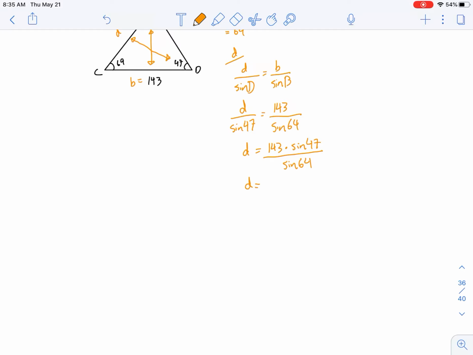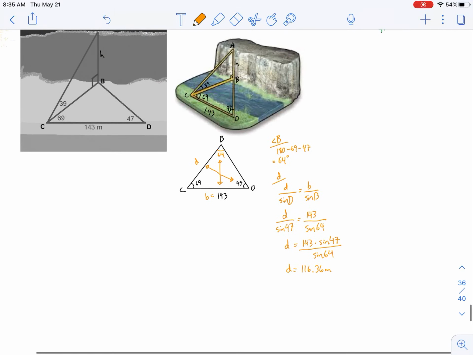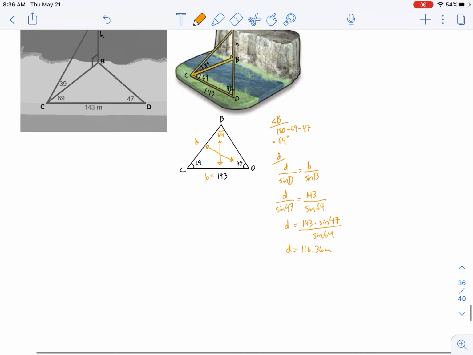Then multiplying those out, we get 116.36. Some calculator work, make sure you can get that on your calculator. That is side D, or side length BC. We might want to call that BC because we're going to have it in common with the next triangle.